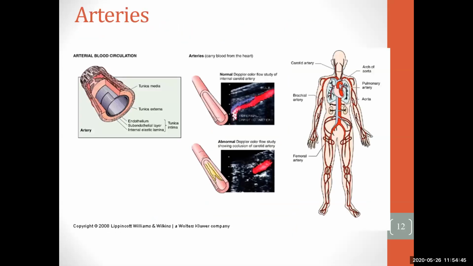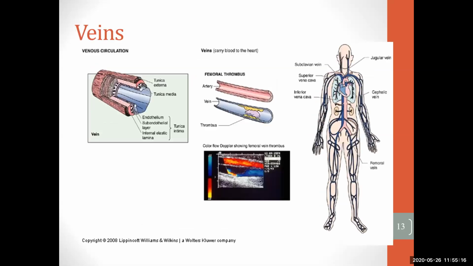Here's a picture of arteries. You can see how they're made up of the tunica media, externa, endothelium, subendothelial layers, and internal elastic lamina. In the middle, there's a normal picture of an artery, so blood flow would go through if you look at the angiography, the picture. And then below it is abnormal. There's plaque buildup in there, so you can see how the redness doesn't go all the way through. There's blockage from that plaque, and that's what would lead to a heart attack or a stroke.